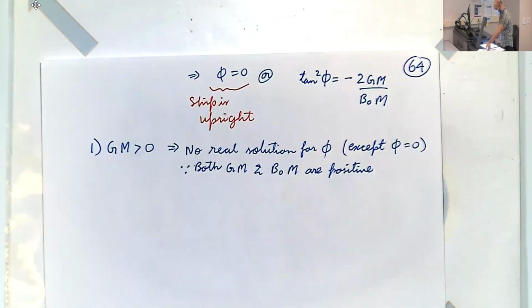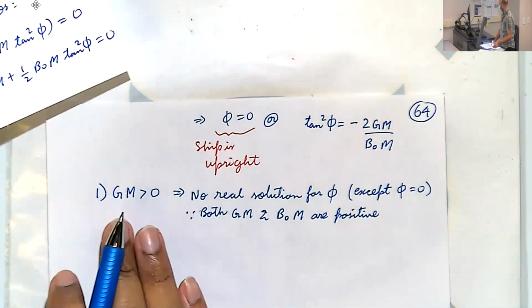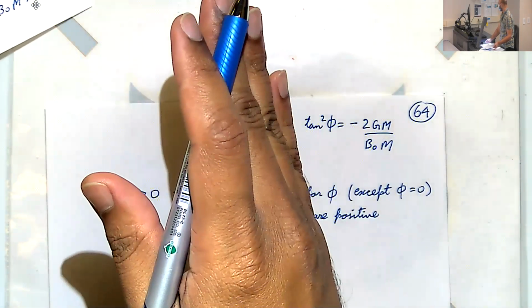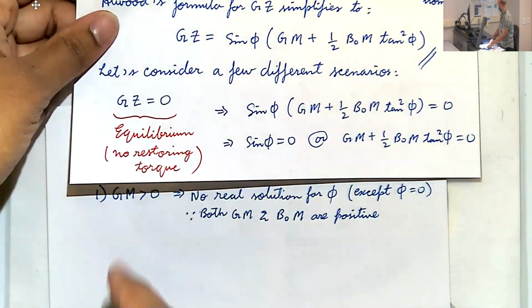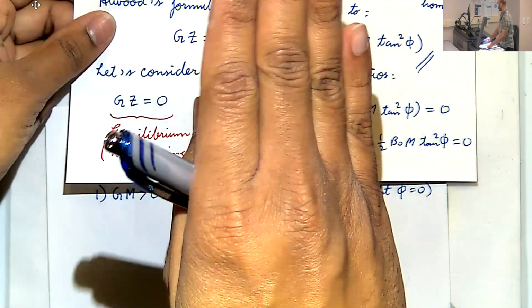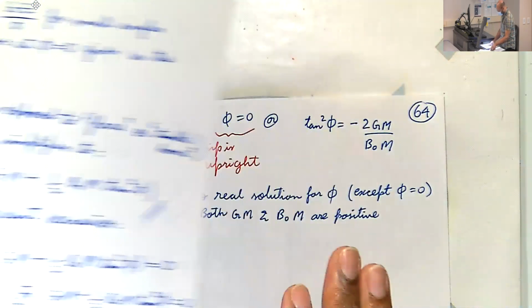Which is fine. If GM is greater than 0, we expect any heel angle will give us a positive restoring torque. This corresponds to only when there's no restoring torque. Okay.